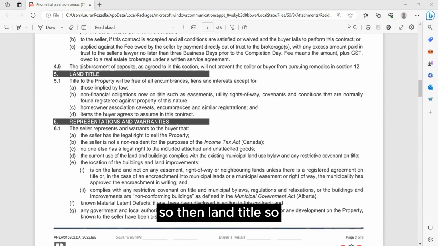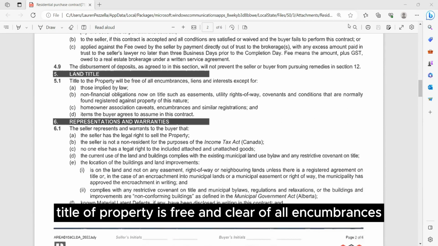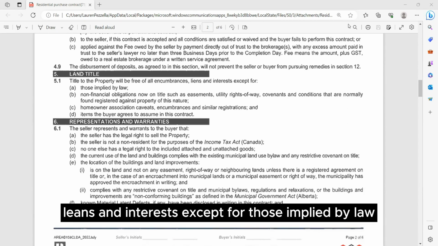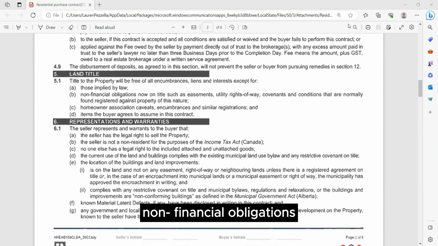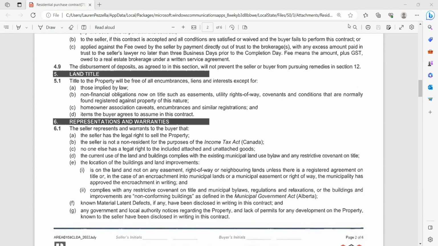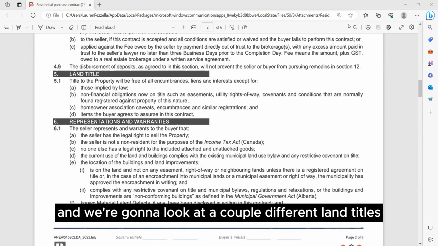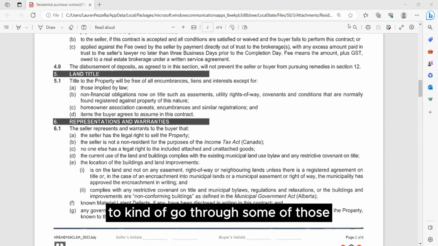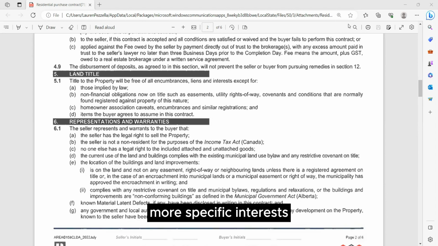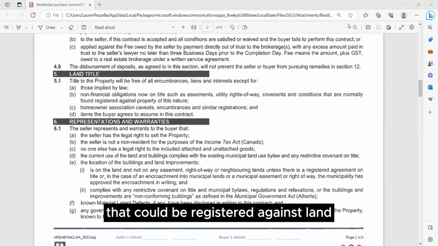So then land title. So title of the property is free and clear of all encumbrances, liens, and interests, except for those implied by law, non-financial obligations, homeowner association caveats, and items a buyer agrees to. So we're going to do a different video, and we're going to look at a couple different land titles to kind of go through some of those more specific interests that can be registered against land.